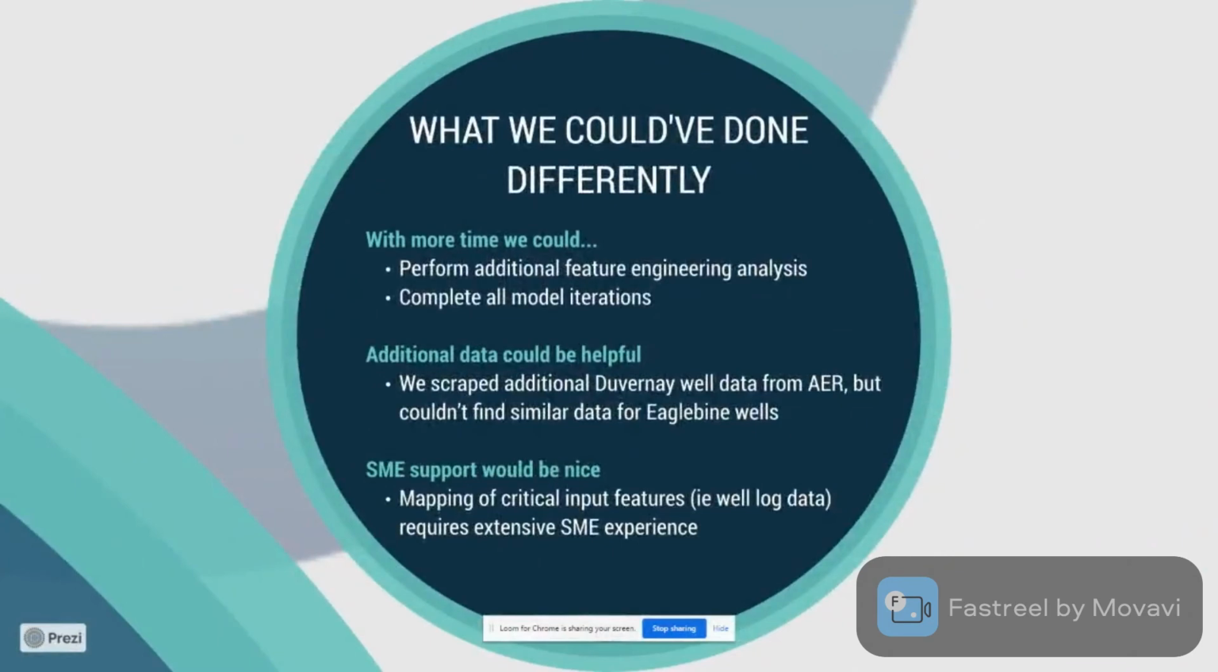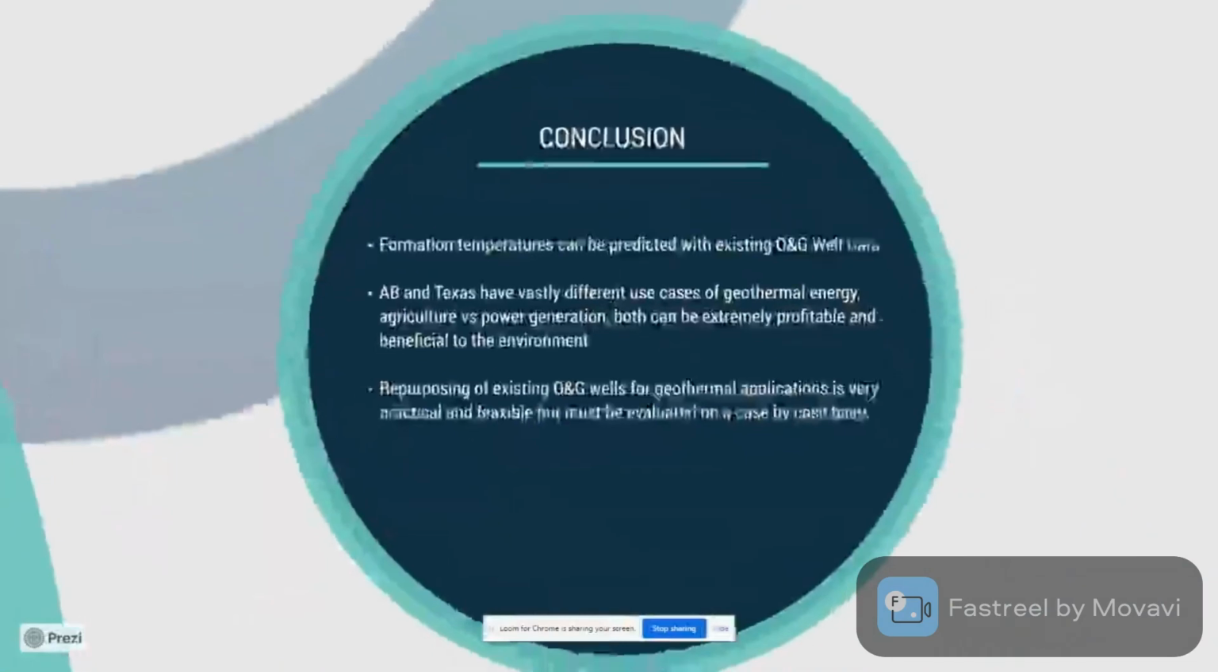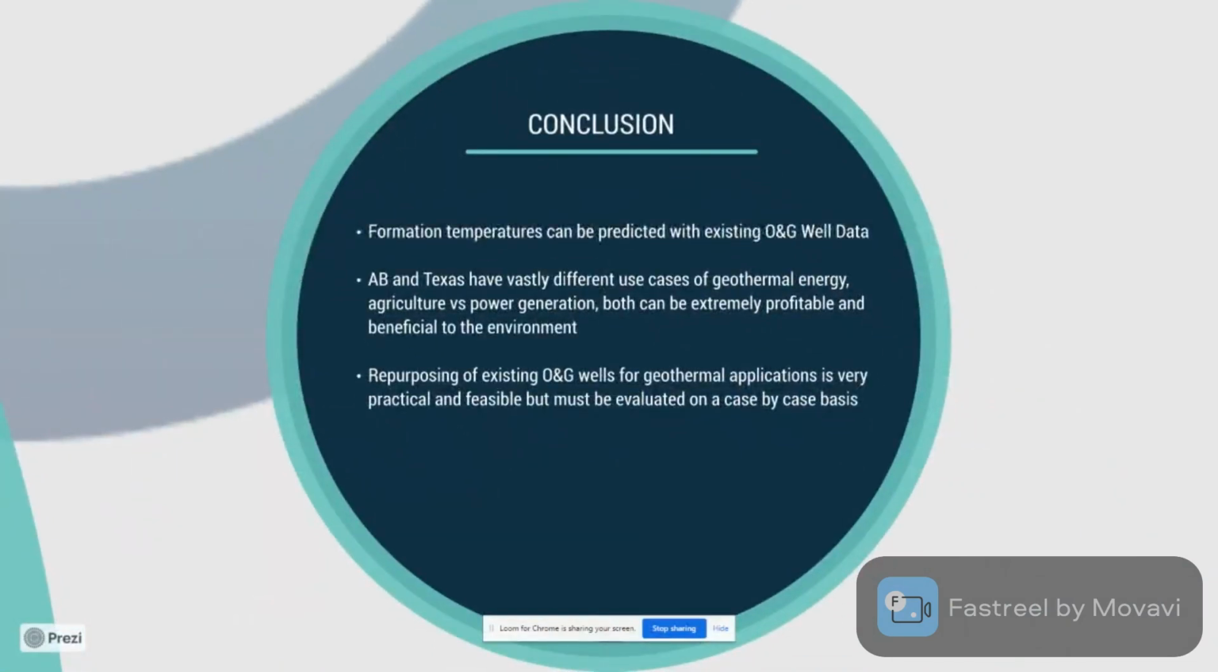Speaking to what we could have done differently, the most important aspect is our team being entirely comprised of non-domain members. With the addition of subject matter experts such as geologists or geophysicists, we could definitely have built a much better model. In conclusion, we believe we have completed the objectives of this project of predicting formation temperatures with well data and presenting potentially viable business opportunities for leveraging geothermal energy in both Alberta and Texas.